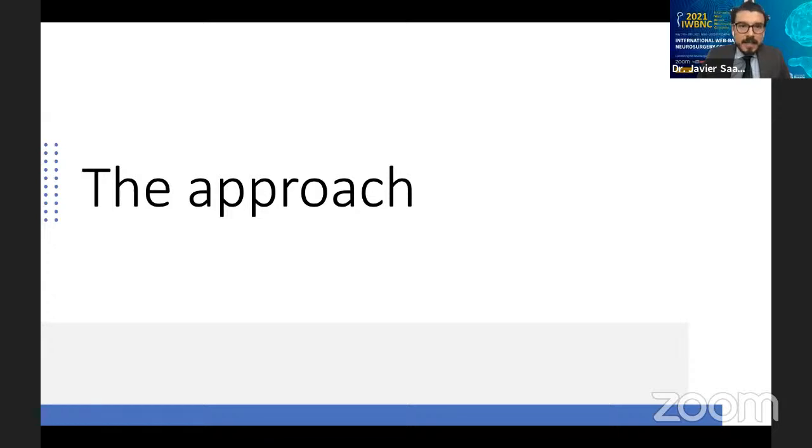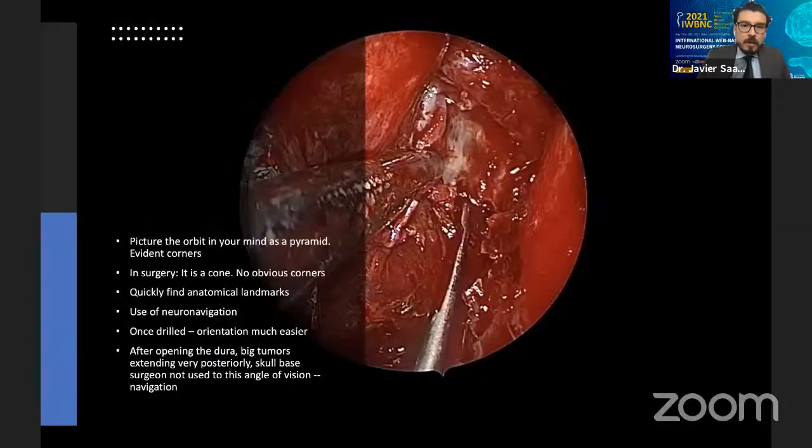So how is it done? You need to realize that you have a picture of the orbit in your mind as a pyramid with evident corners. And really in surgery, that's not what you have. In surgery, you feel more like you are working on a cone. So you don't have obvious corners, and you can get lost very easily. So you need to quickly identify anatomical landmarks.